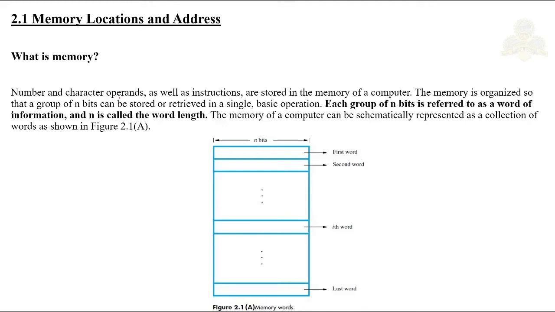The memory is organized into groups of n bits that can be stored and retrieved in a single basic operation. If we consider this as the computer memory, this is called a group of n bits. We also know 1 byte is equal to 8 bits and a word will contain 16 to 64 bits. In this diagram, this n bits is called the word length, and this is how the words will be stored in the memory: the first word, second word, and it continues like this.